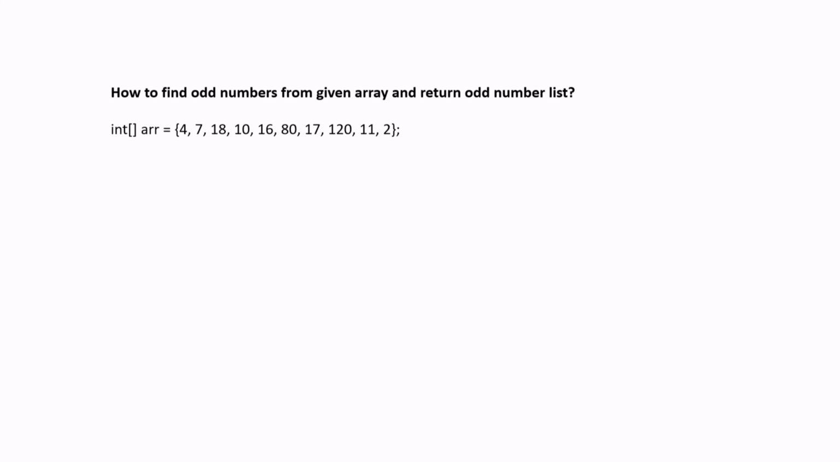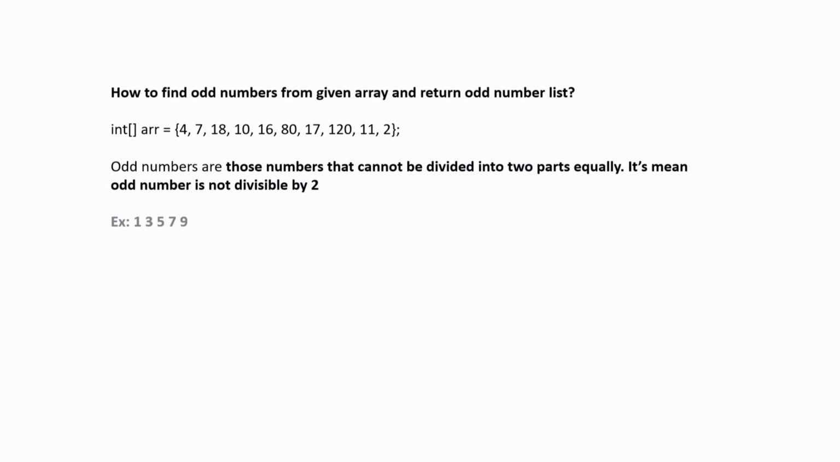How to find the odd numbers from the given array and return the odd number list. So this question is again very similar to the previous question. In the previous question the ask was even numbers, now here odd numbers. An odd number is a number which we cannot divide into two equal parts. Cannot divide into two equal parts means if we divide the number by 2, we will get a remainder other than 0. So we call that number an odd number.